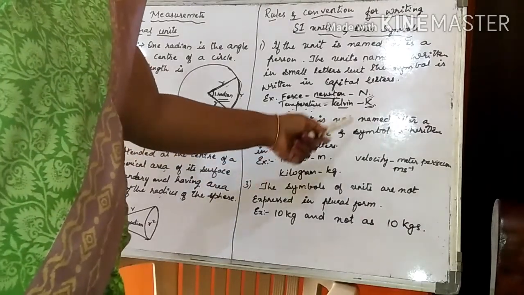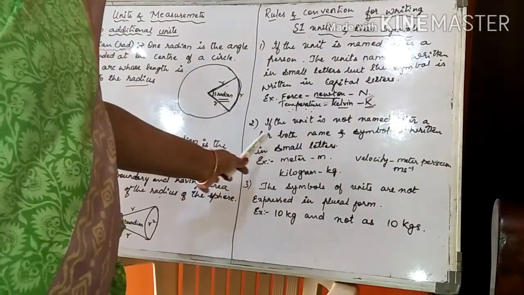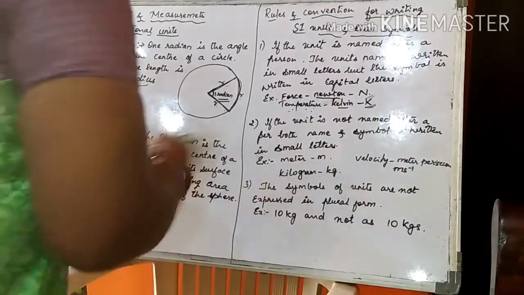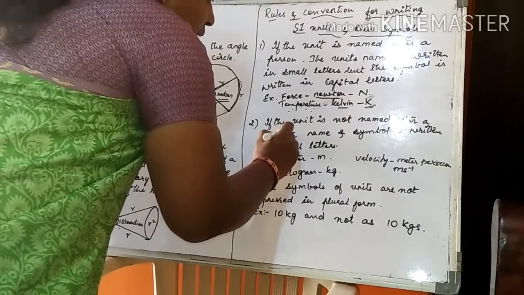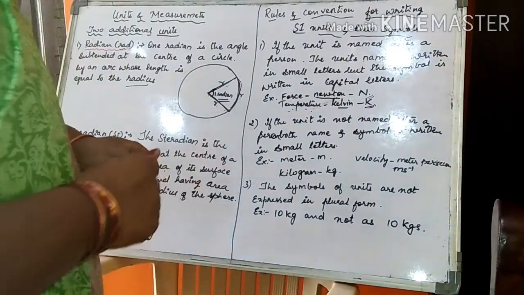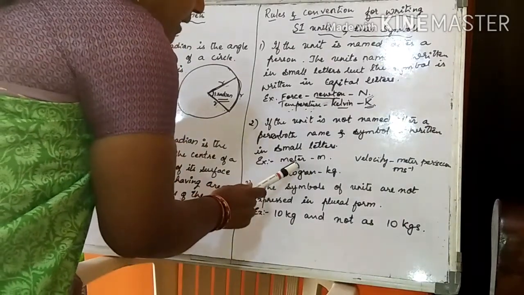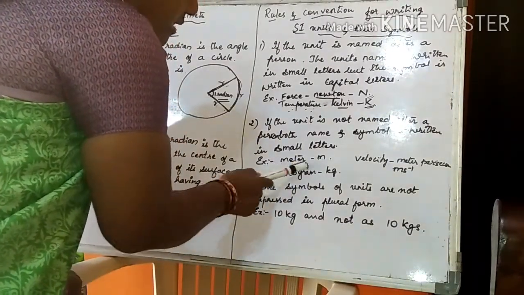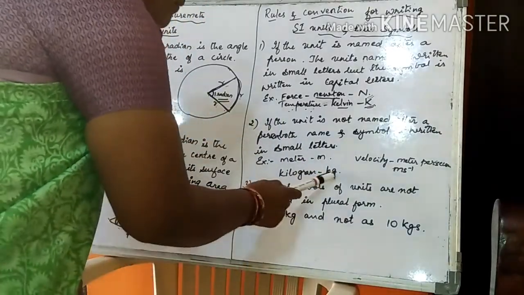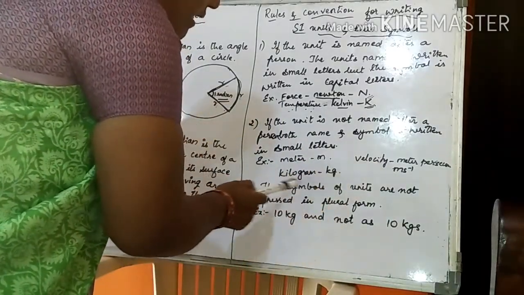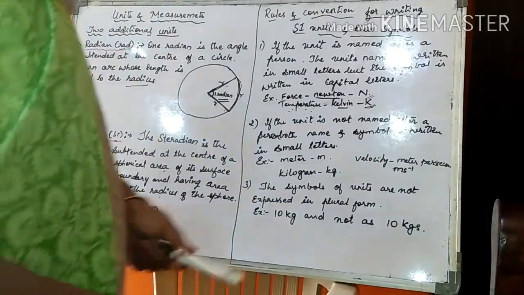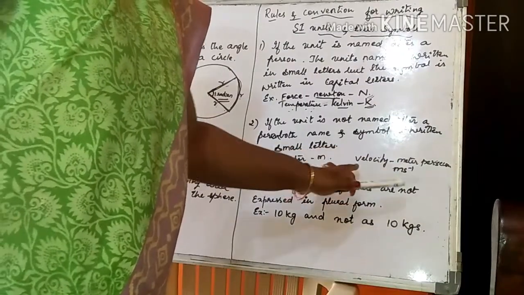If the unit is not named after a person, both the name and the symbol are written in small letters. For example, here you see meter, written in small letters with a small m, and kilogram, kg. These are the very basic fundamental units. Let us take the derived units also.